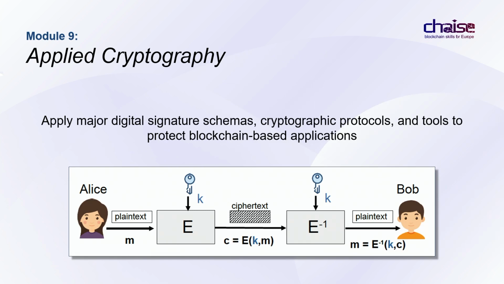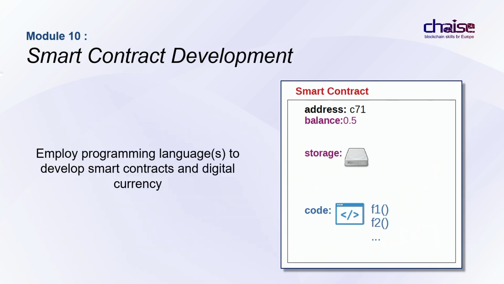By studying the module on applied cryptography, you will acquire knowledge and skills to use primarily digital signature schemas, cryptographic protocols, and tools to protect blockchain-based applications. In module on smart contract development, you will acquire the skills to employ programming languages to deploy and develop contracts and digital currency.